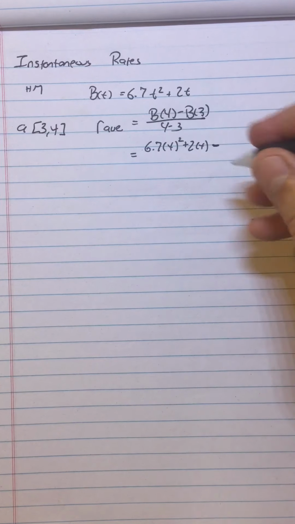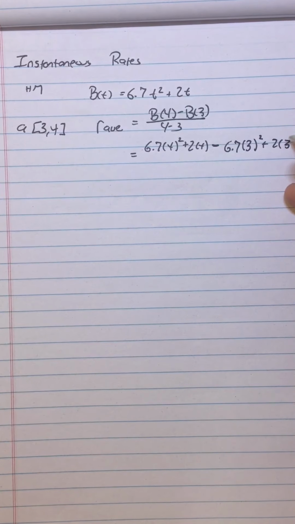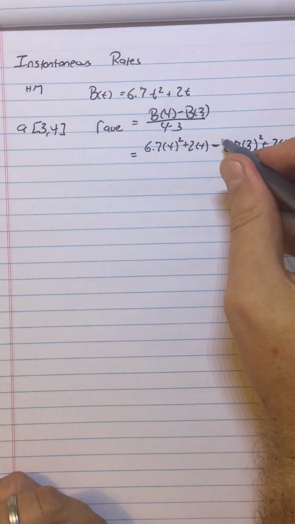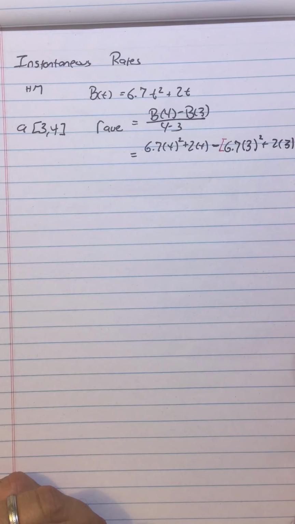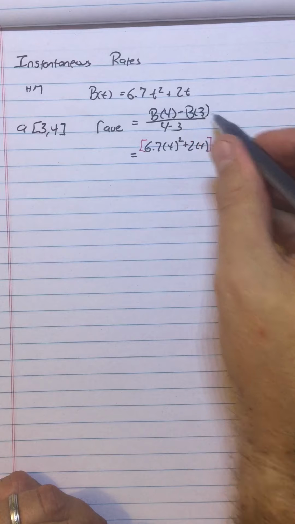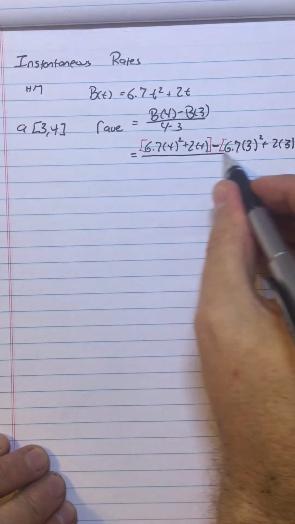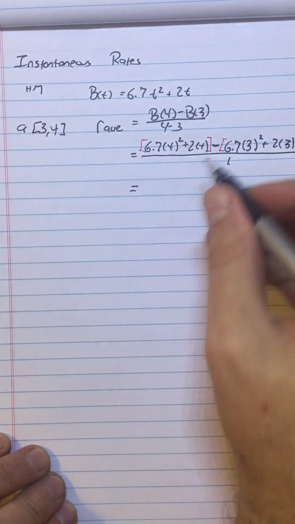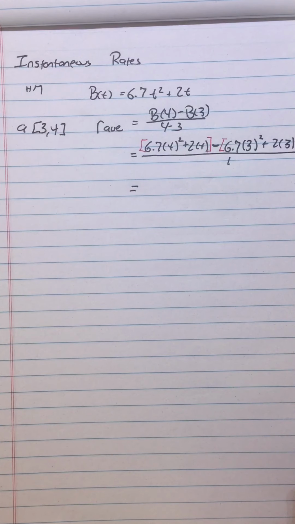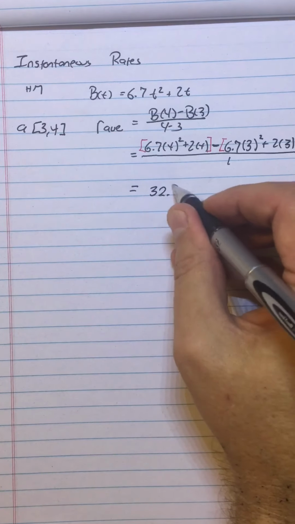So when I do my B of 3 and I have 6.7 times 3 squared plus 2 times 3, it is imperative that I keep all that in parentheses, right? It's really nice to have parallel parentheses because this is B of 4, this is B of 3, right? And then in my denominator, I just have 1. All right. So once I get everything simplified in terms of numbers, then you can just put a number there. I threw all that into my calculator. I did that already. It's 32.9.